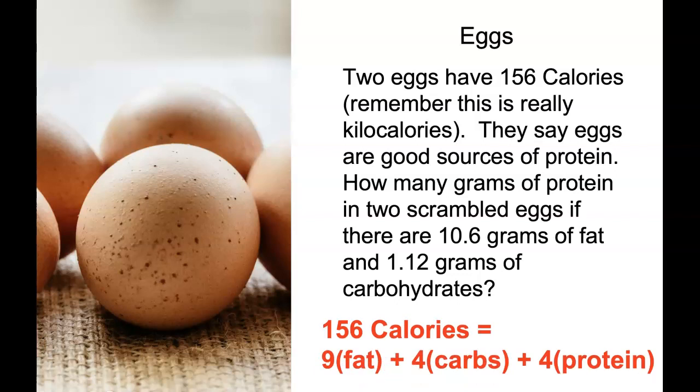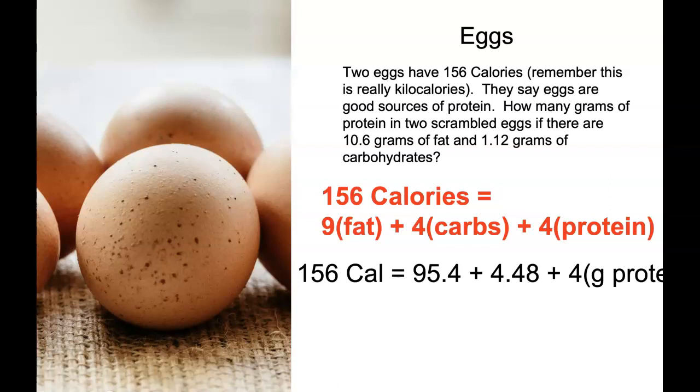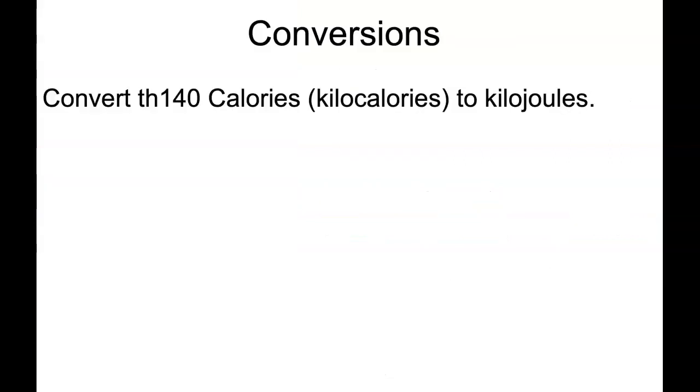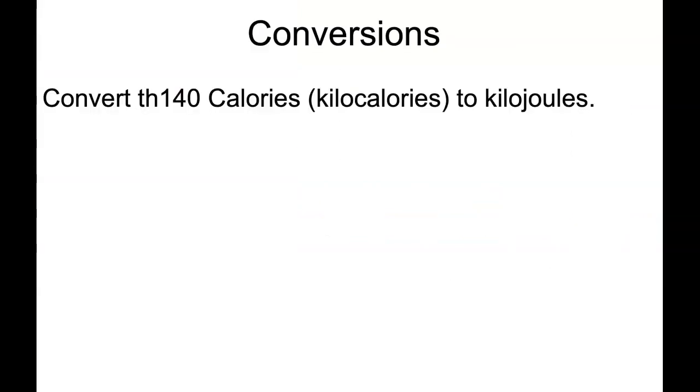All right, how did you do? So again, it's 156 calories in those eggs. We know that that is from our combination of fat, carbs, and protein. And so I've multiplied 9, 4, and 4 by those. Then I simply substituted in what I knew, and now I'm going to solve for protein. So how do I do that? I simply add them together and then eventually divide both sides by 4 and get 14.03 grams of protein in those two eggs, which is why people eat eggs, because they're so high in protein.